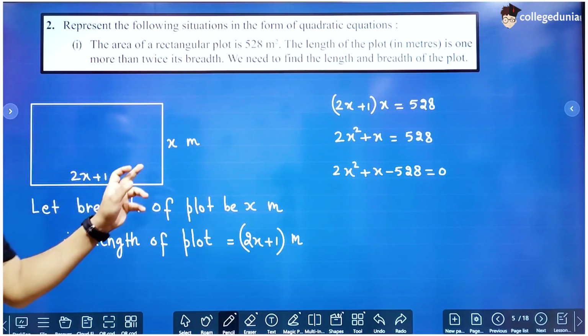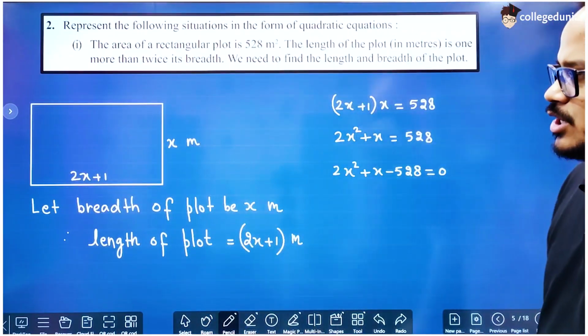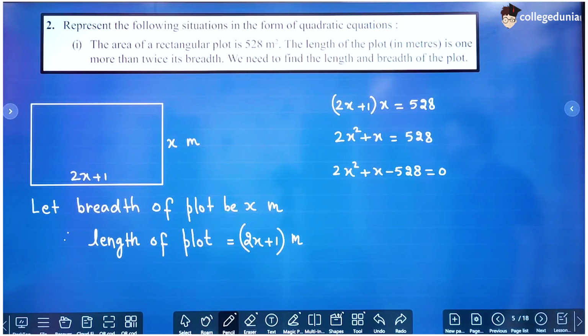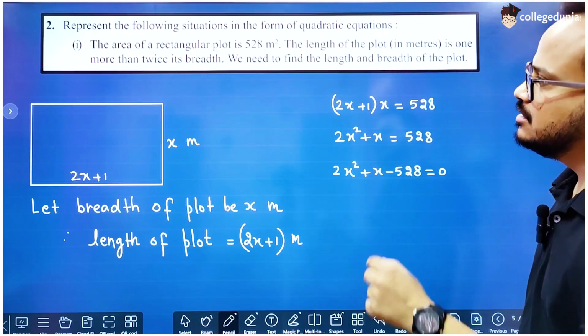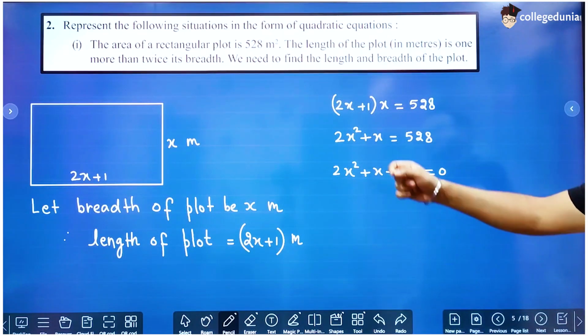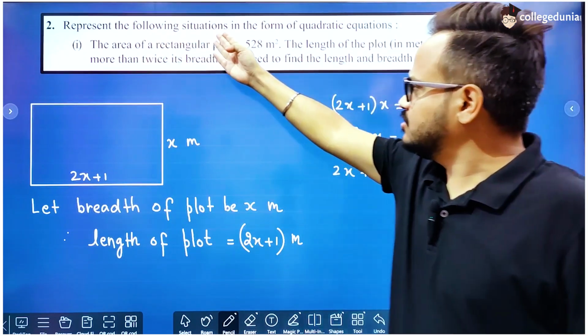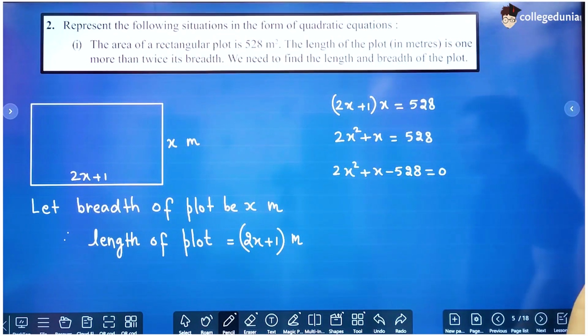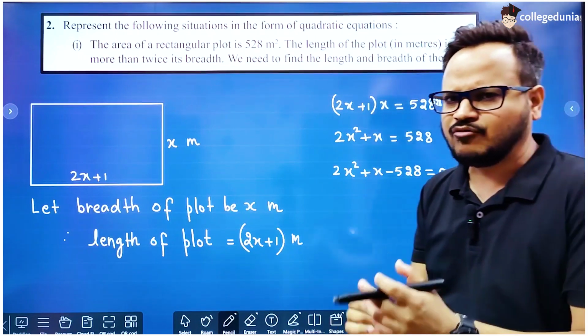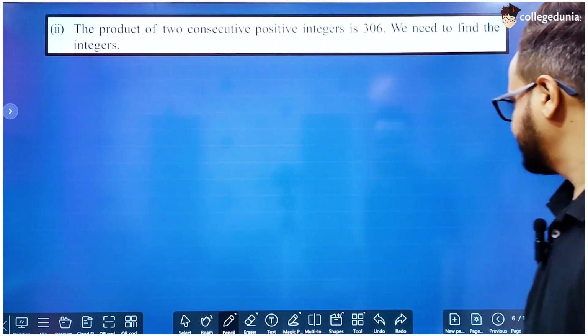But if we want to find the dimensions of this plot also, then we have to solve this quadratic equation, and shortly we will see 2-3 very good methods to solve a quadratic equation. But in this question you are not supposed to solve the equation. We just have to represent the following situations in the form of quadratic equations. We don't have to solve them.